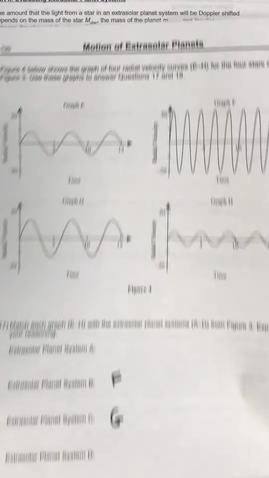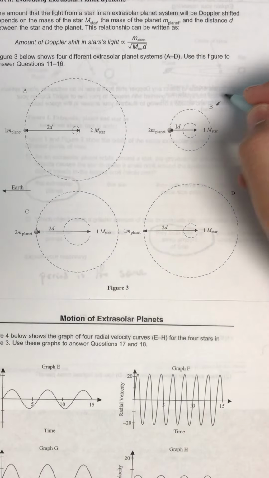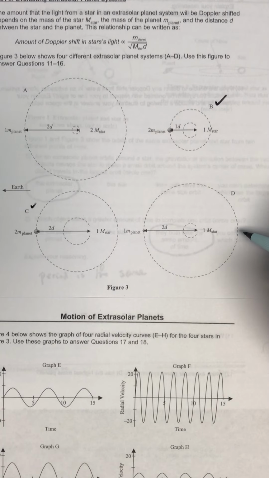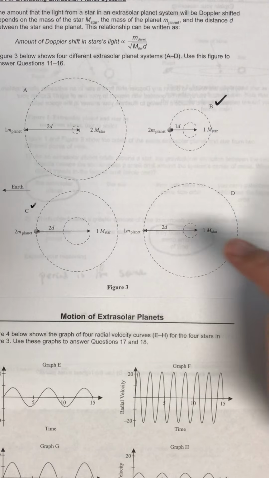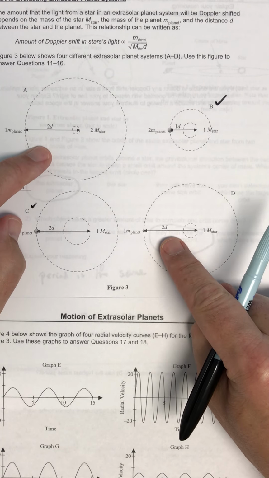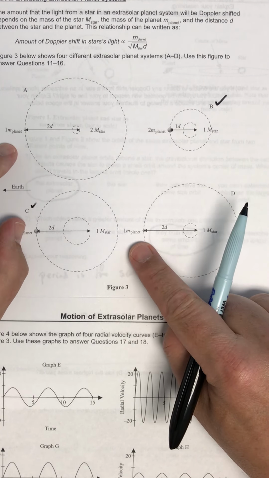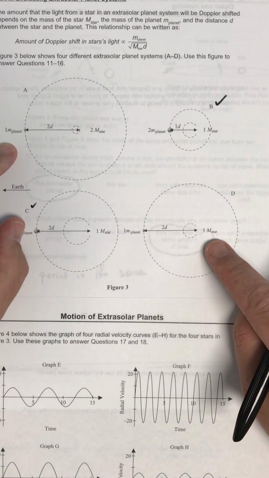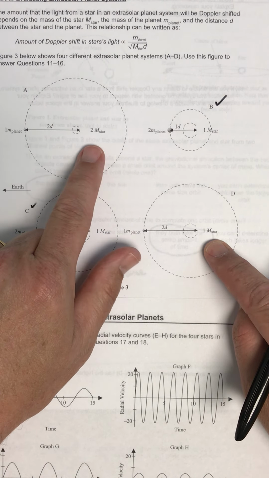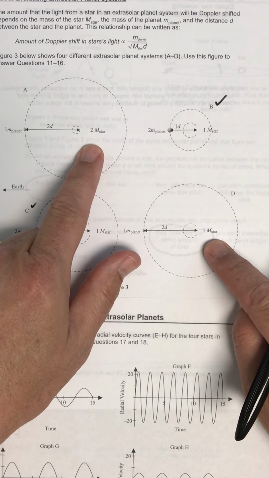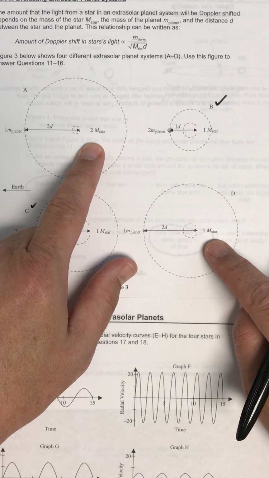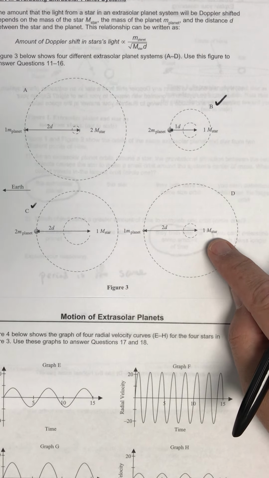All right, so I'm taking care of this one, and this one. Let's look at the 2 that are left. They both have the same size orbit. They both have the same massive planet. In case D, I have a 1 M star, and in case A, I have a 2 M star. And we'll get a larger Doppler shift for having the lower mass star.